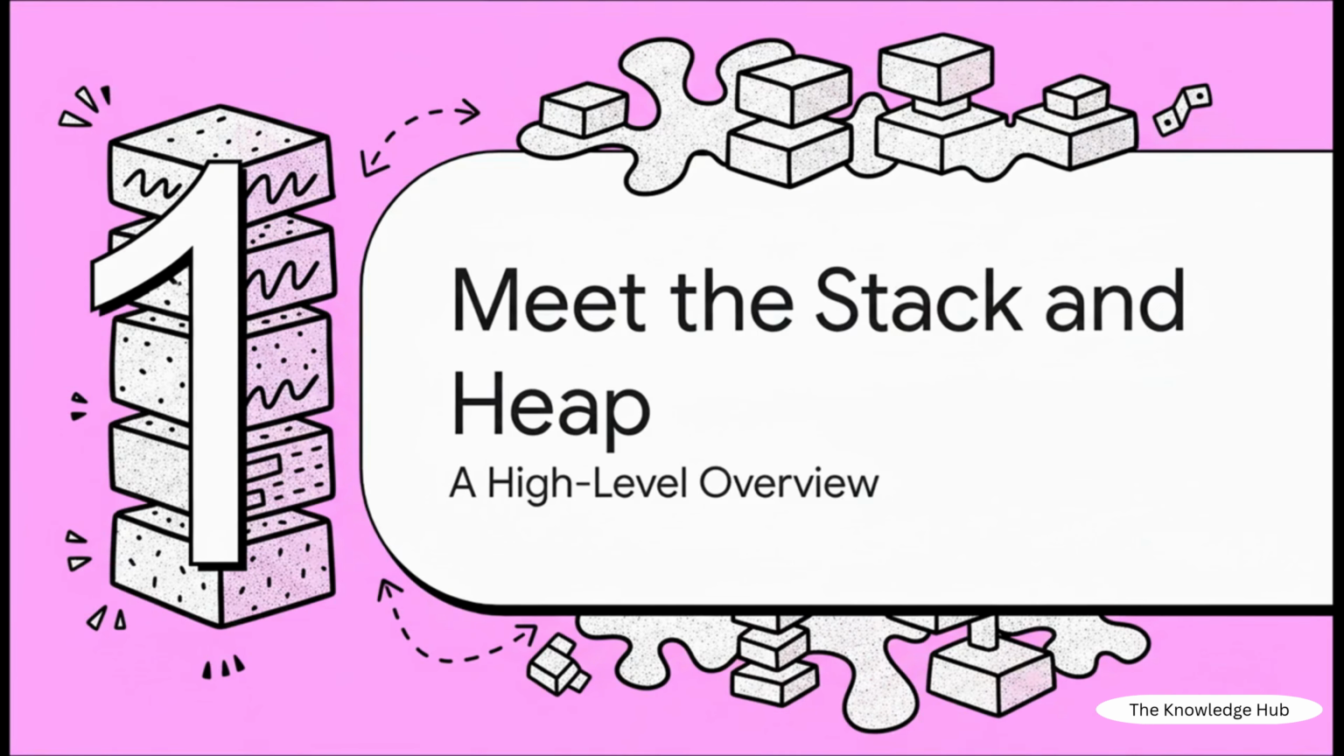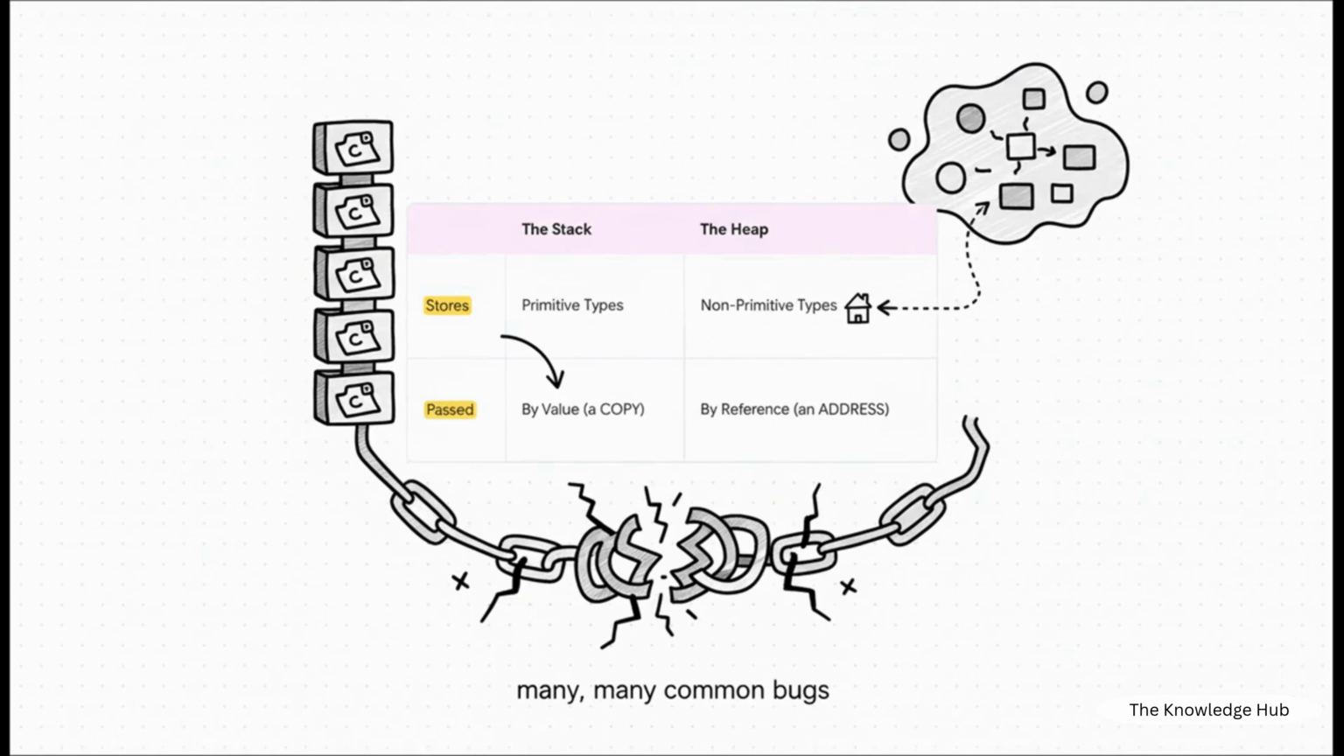Okay, so before we take a tour of each of these worlds, let's just get a quick bird's-eye view, a high-level comparison to see what they're for. This is really the foundation for everything else we're going to talk about. Now, look closely at this. The top row is simple. Stack is for simple, primitive stuff. Strings, numbers. Heap is for the more complex things, objects, arrays. But that bottom row, that is the whole game.